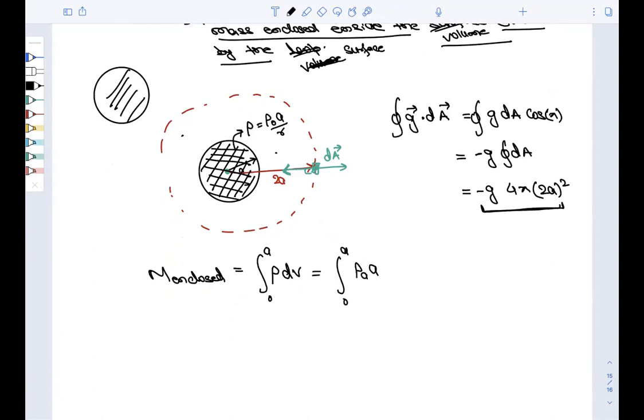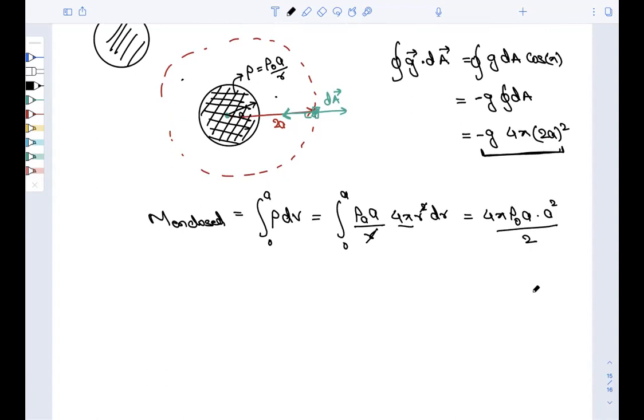0 to a, rho naught a by r. What is dV? dV is 4 pi r square dr. dV will be simply 4 pi r square dr. r cancels with r. So simply what will this become? 4 pi rho naught a, 4 pi rho naught a r dr. So a square by 2.